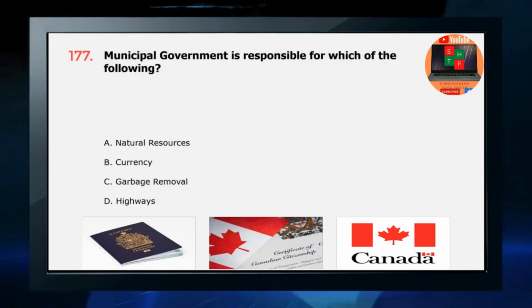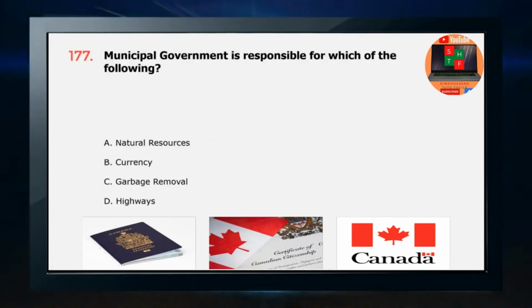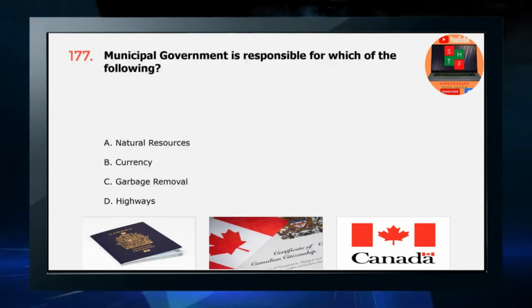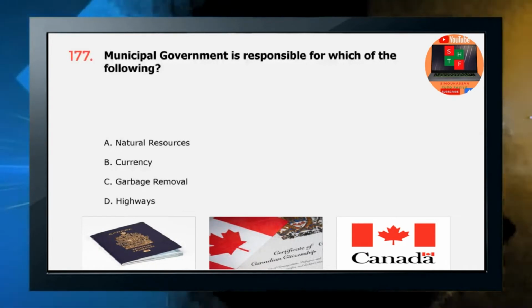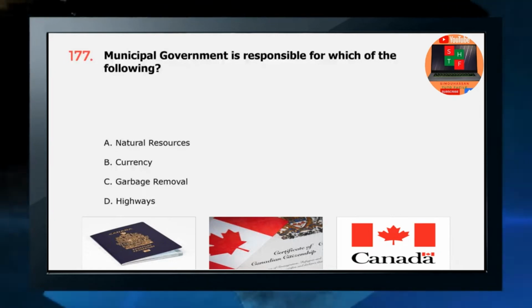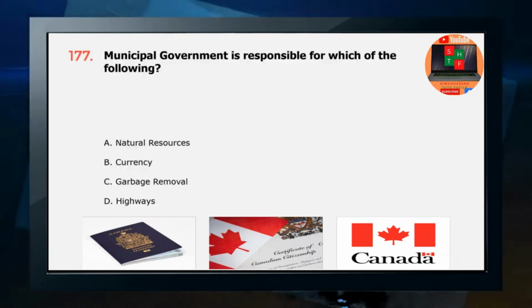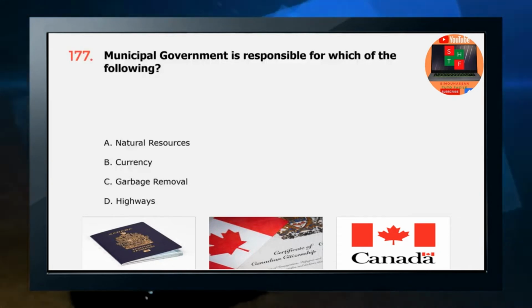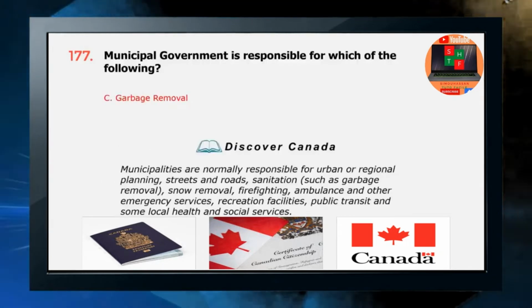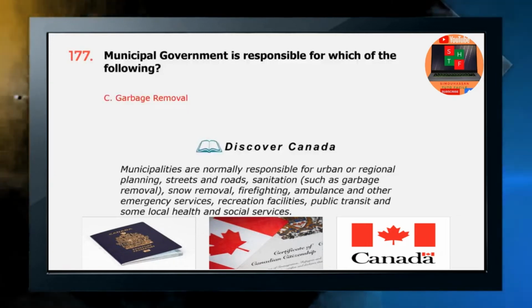Question 177. Municipal government is responsible for which of the following? A. Natural resources. B. Currency. C. Garbage removal. D. Highways. The answer is C. Garbage removal.